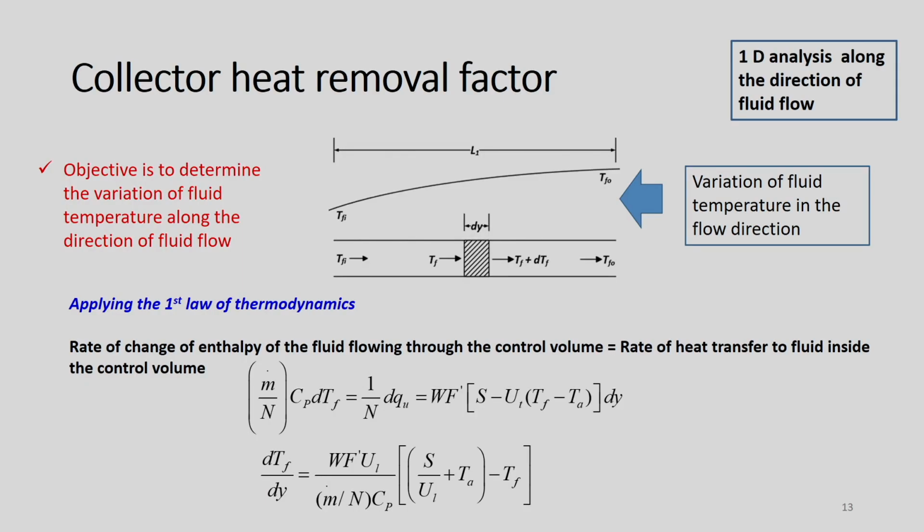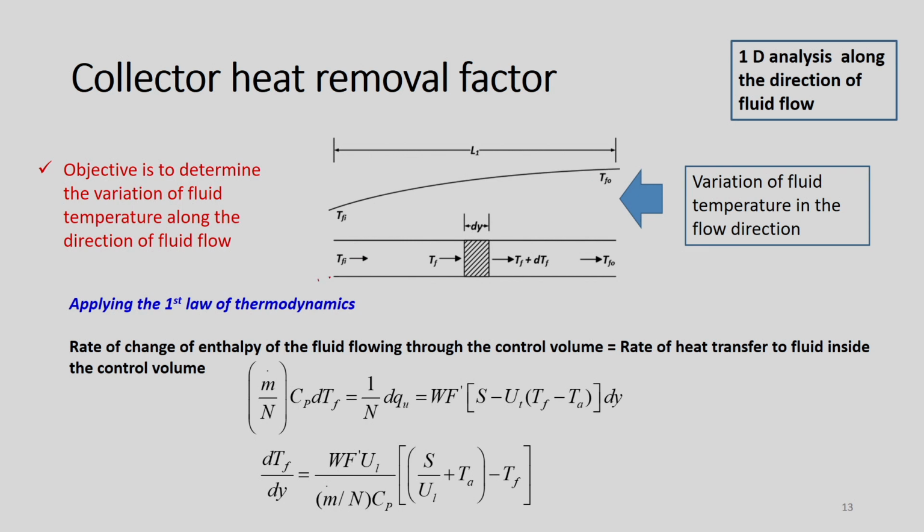So, in this case also, one dimensional analysis along the direction of the flow will be considered. Okay. So, the objective is to determine the variation of fluid temperature along the direction of fluid flow. As we have discussed, the temperature variation goes something like this. This is the inlet of the fluid and this TFO is the outlet temperature of the fluid. So, it varies something like this. At the outlet, of course, we will get the highest temperature, right. So, this is the variation of fluid temperature in the flow direction, right.